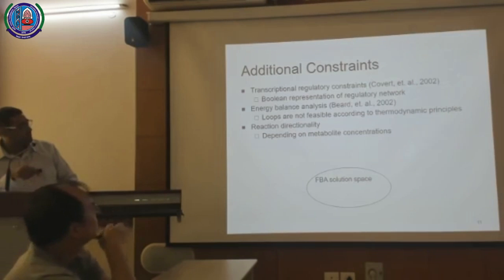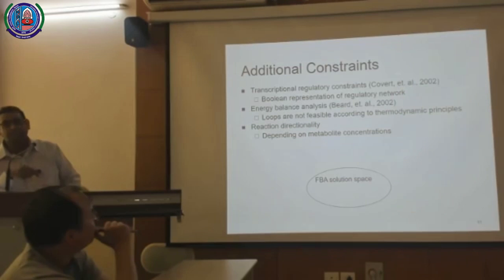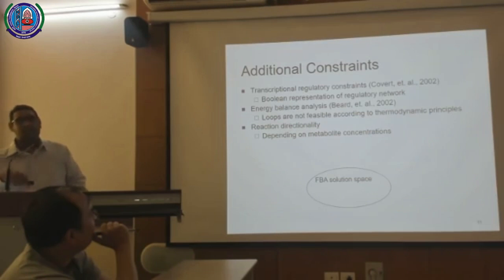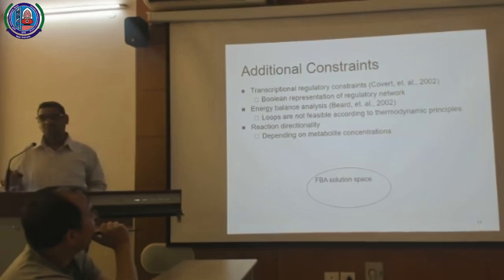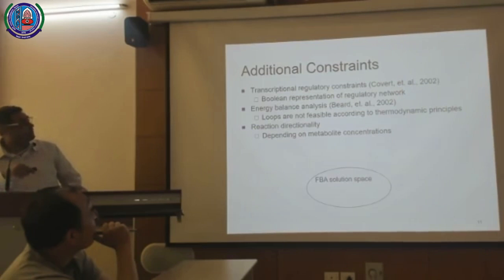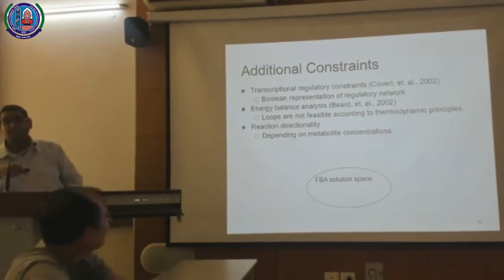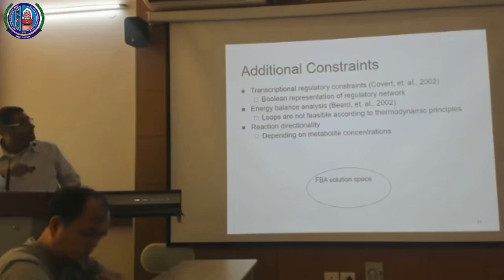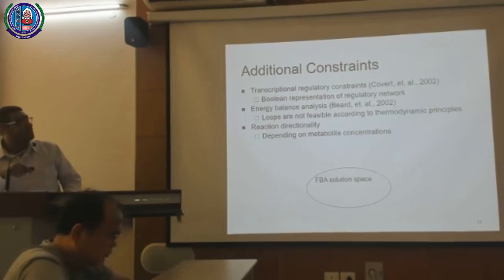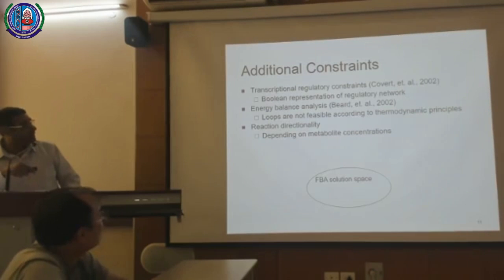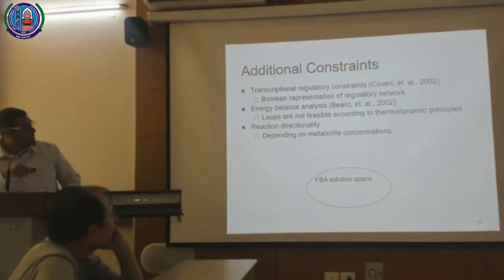If you see this paper from 2000, they have described this very well. It is not easily understood without basic training in Boolean networks, and also understanding the concepts of this regulatory constraint-based model. So this describes the Boolean representation of the network. Then energy balance analysis is described by Beard et al., 2002. It's a very good paper again. Loops are not feasible according to thermodynamic principles. Then reaction direction depends on the metabolic construction.